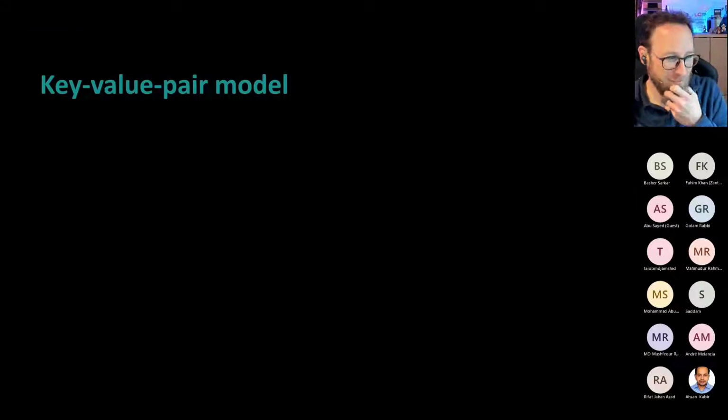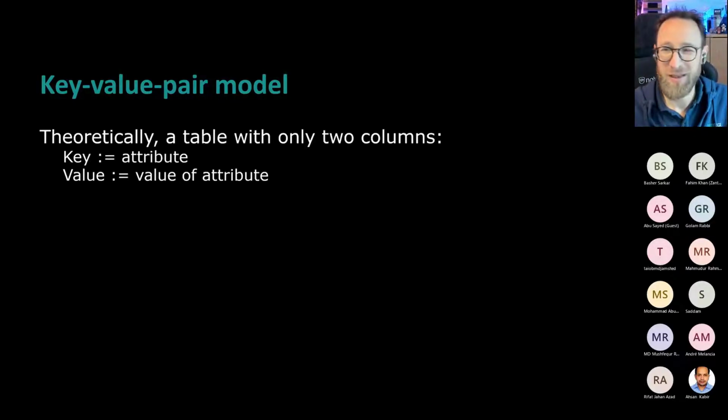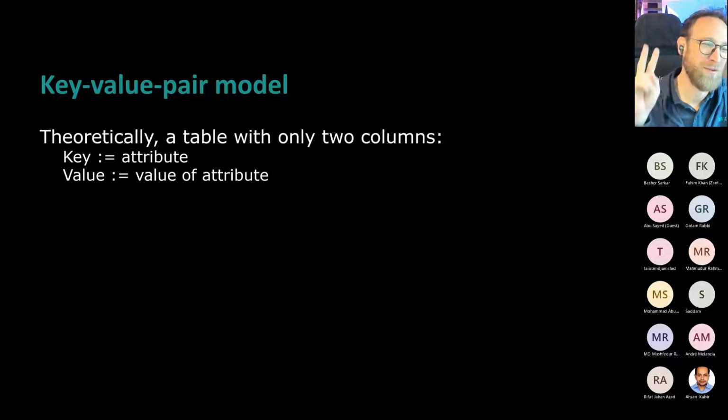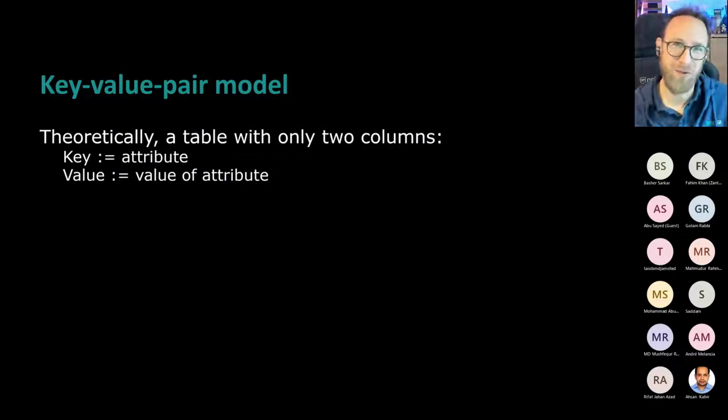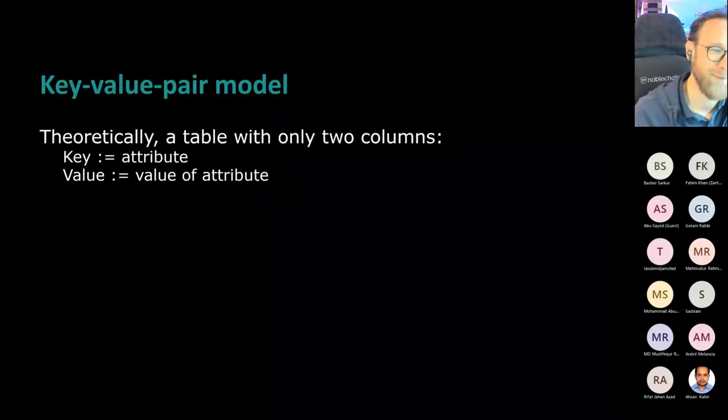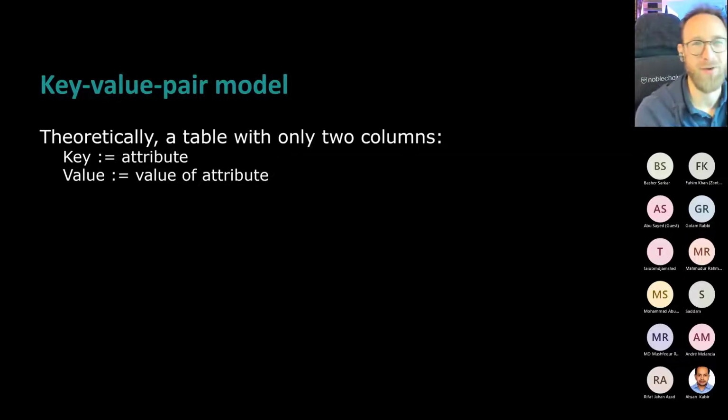Okay, so the key value pair model. What is the key value pair model? A key value pair table is a table, theoretically, with only 2 columns. There's a key column and there's a value column. And those pairs, that's why it's called key value pairs. The key would be an attribute, like a string containing name, birthday, whatever. And the value would then show the value for this key. So for example, if the key is name, the value could be Marcus. If the key is birthday, then the value should contain some date in a date format, right?